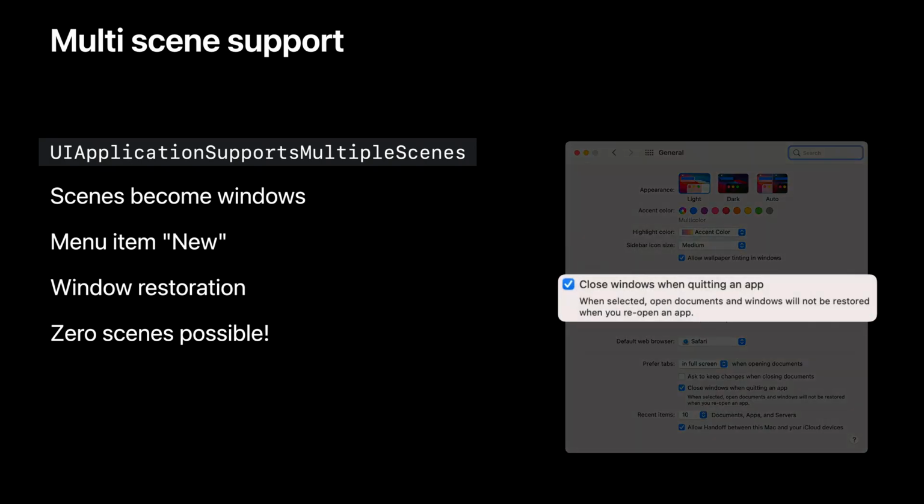On the Mac, a system-wide setting determines whether all windows are closed when the app quits, or whether existing windows are restored on the next launch. We respect this setting if your app supports multiple scenes, so don't be surprised if all scenes disconnect, or if state restoration does not occur in some cases.